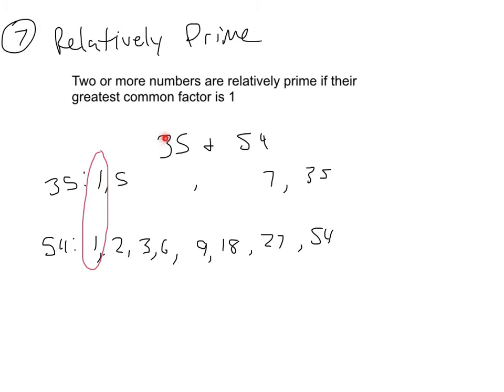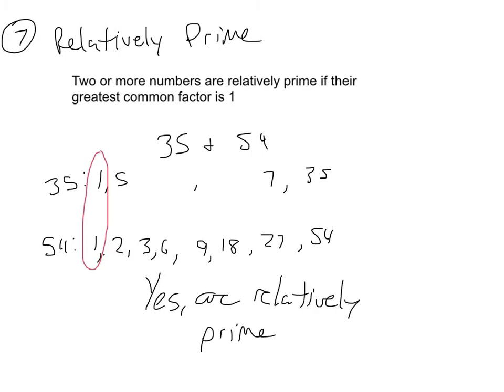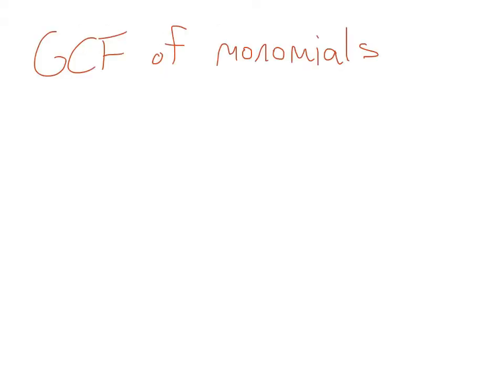Now, are these numbers individually prime? Well, no, because I can multiply 5 times 7 to get 35. So there's more than two factors that multiply to get 35. Same thing here, 54 is not prime on its own. But if you compare the two, we say that these two, yes, are relatively prime. It's relatively prime because they're only prime to each other. They're not independently prime, but they are when you compare them to each other because their greatest common factor is 1.